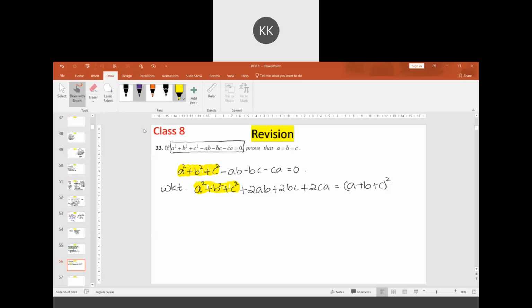Yes, sir. Now if you want to get only this, these remaining terms are to be transposed. If you transpose it, we get a plus b plus c whole square minus 2ab minus 2bc minus 2ca. This will be a square plus b square plus c square. You want to substitute it here? Then we will be getting a plus b plus c whole square minus 3ab minus 3bc minus 3ca.